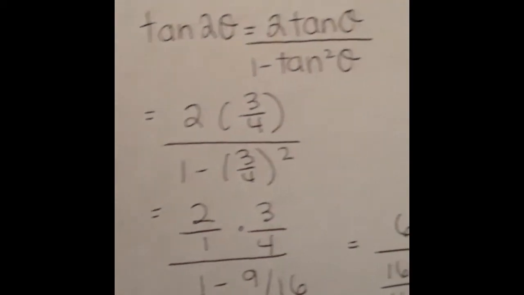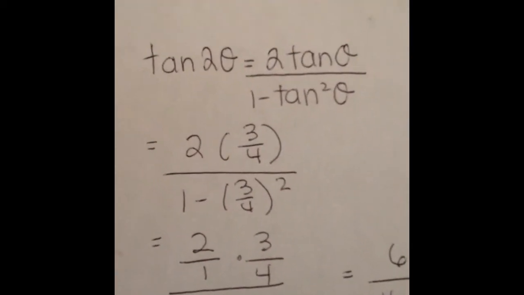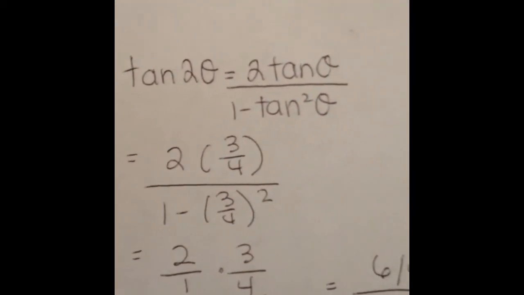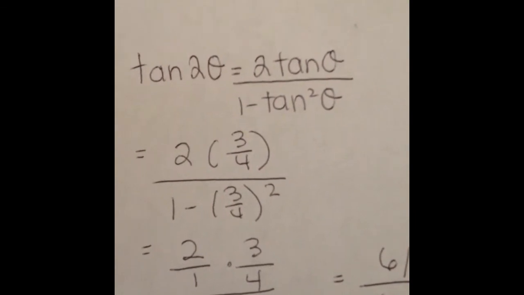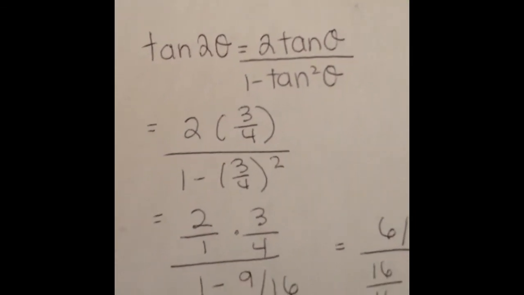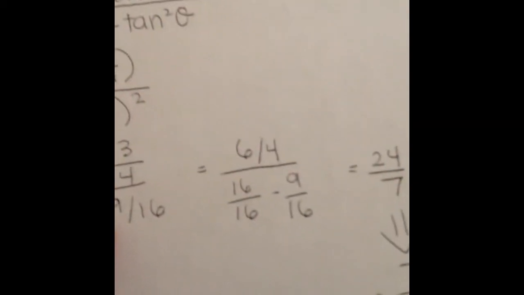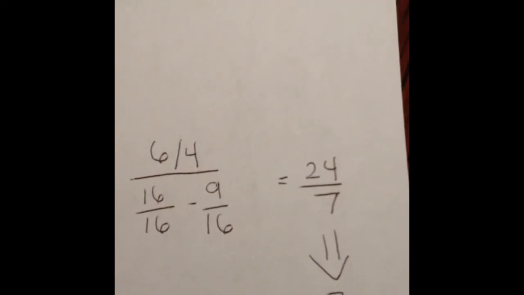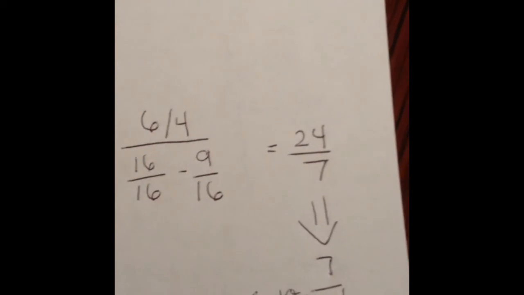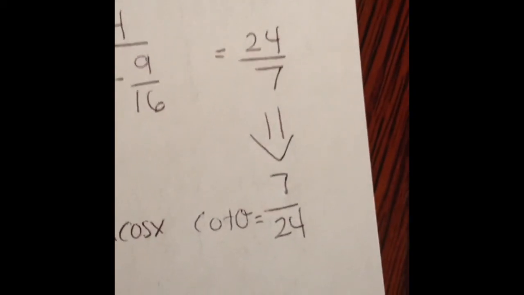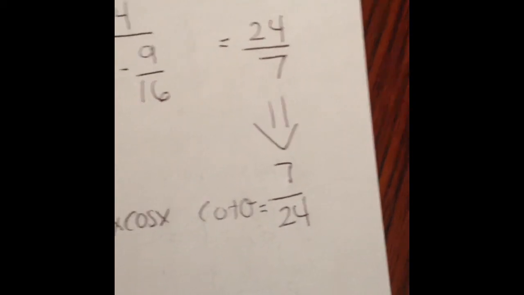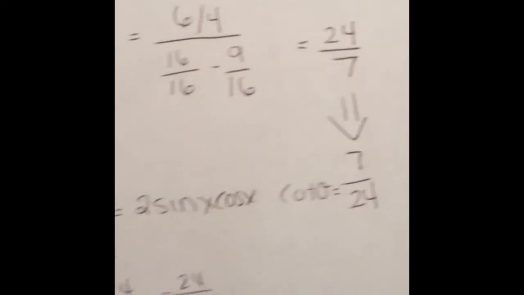The same goes for tangent 2 theta. The equation is 2 tangent theta divided by 1 minus tangent squared theta. Plugging in the numbers and simplifying, you get 24 divided by 7. Now flip this to get cotangent. So cotangent 2 theta equals 7 divided by 24.